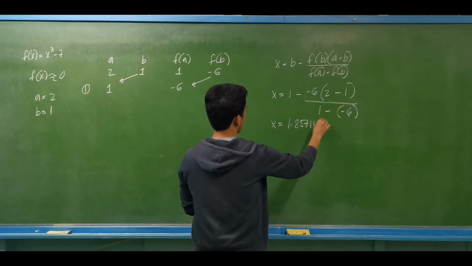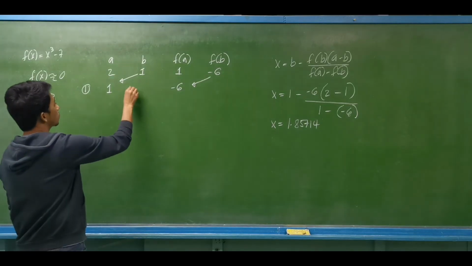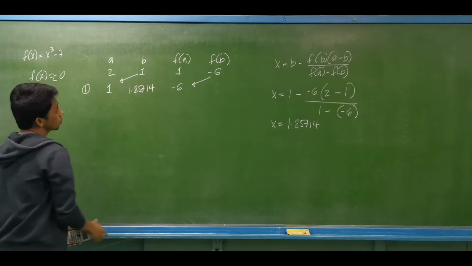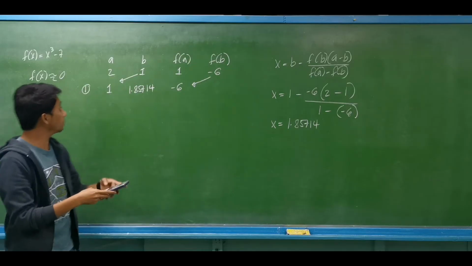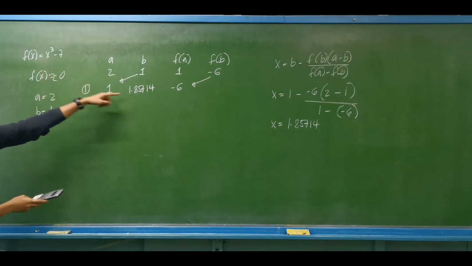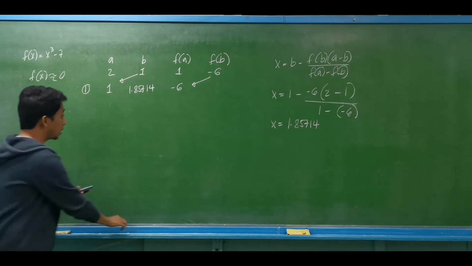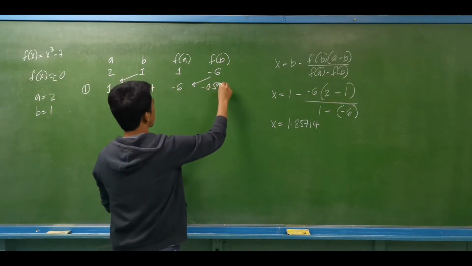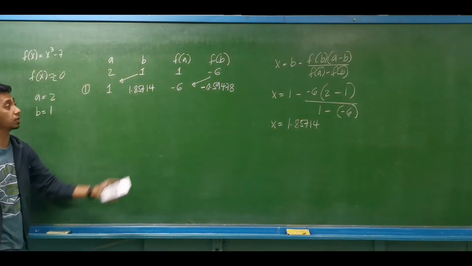1.85714. So I'll be using 5 decimal places. So the next value of b is 1.85714. So what will be the equivalent of the new f of b? We input this value in this function: 1.85714 cubed minus 7. So this is now negative 0.59478. So this is how we do our first iteration.